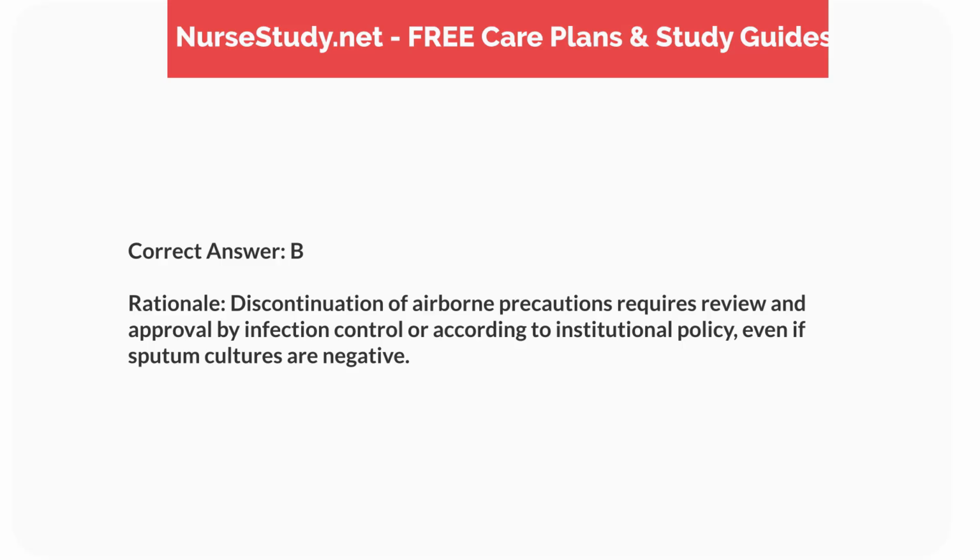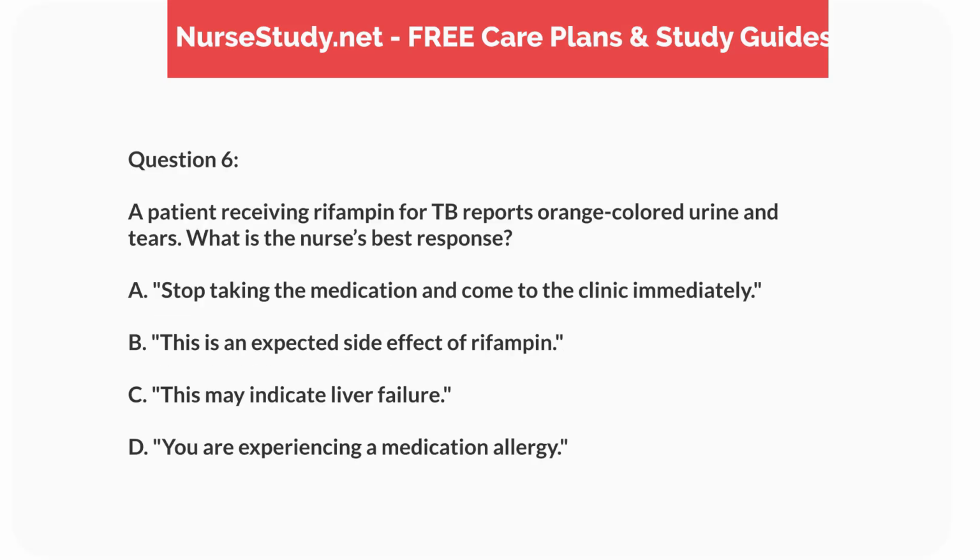Rationale: discontinuation of airborne precautions requires review and approval by infection control or according to institutional policy, even if sputum cultures are negative. Question 6. A patient receiving rifampin for TB reports orange-colored urine and tears. What is the nurse's best response?